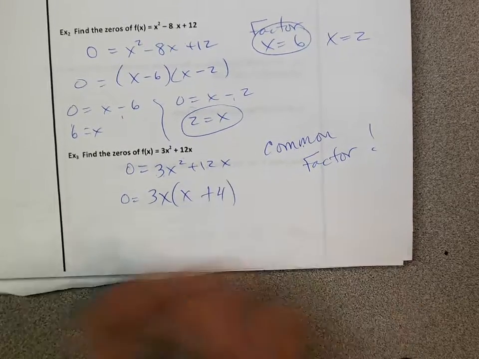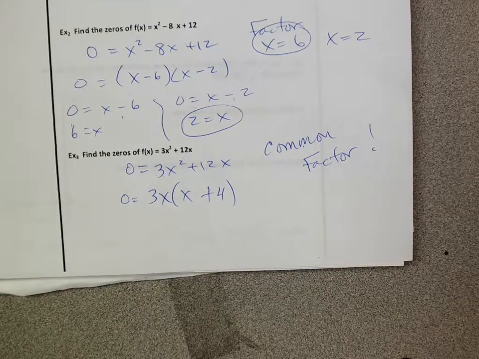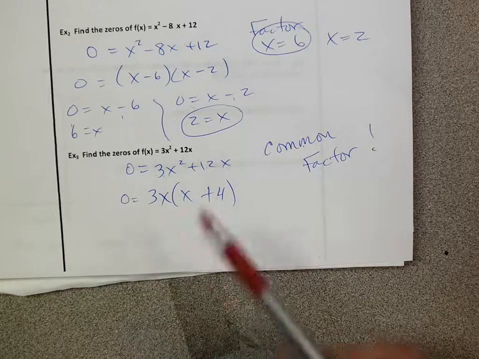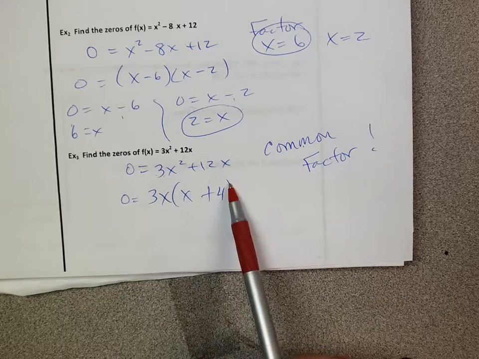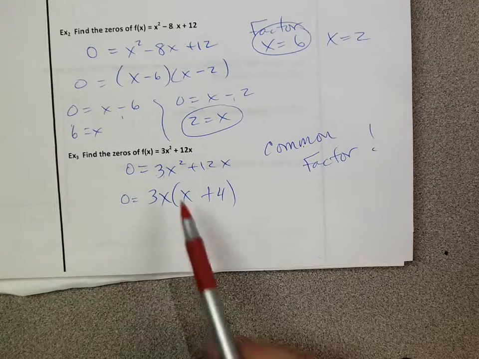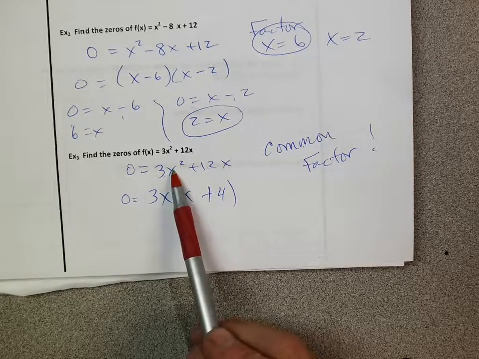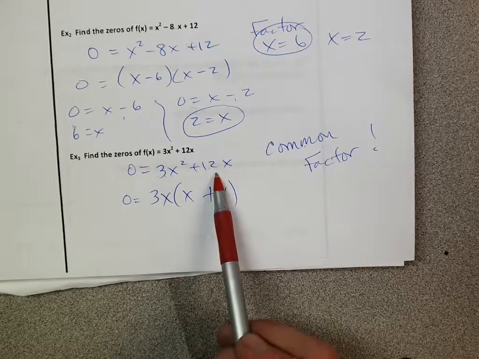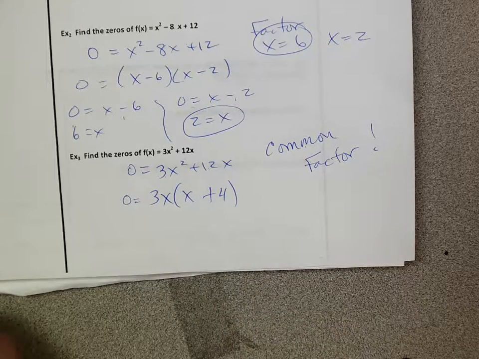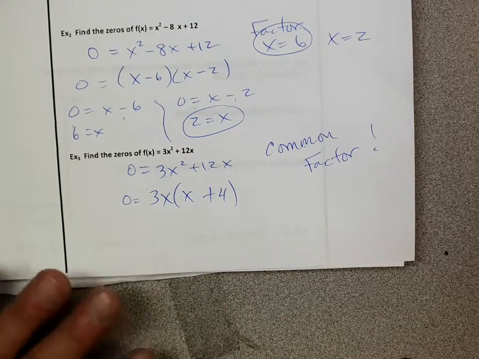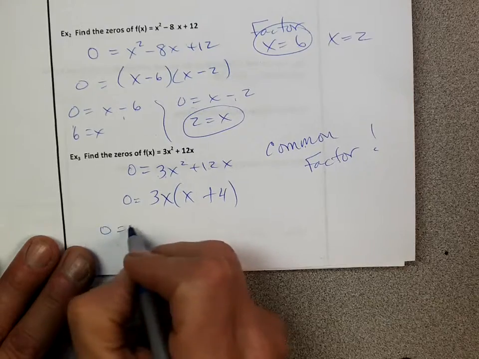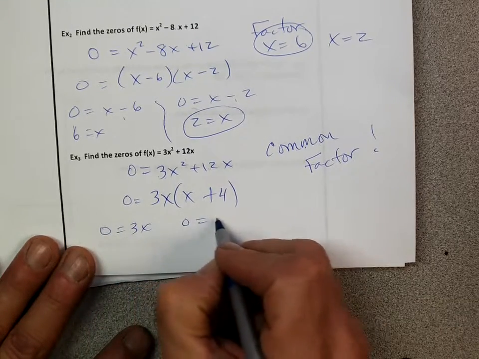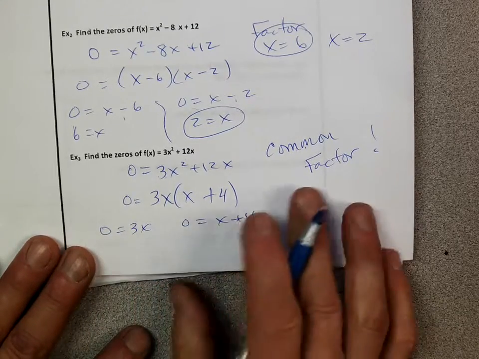Now, if this confuses you, you can check to make sure you're right. Because it's just the opposite of going this times this times this. So if you want to check to see if you did it right, that times that makes a 3x squared, good. And that times that makes a 12x, right? So I factored it right, okay? Now, let's set it equal to 0. So I've got a 0 equals a 3x, and a 0 equals an x plus 4, right?